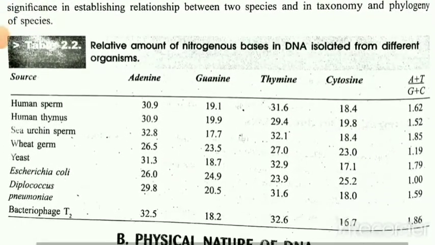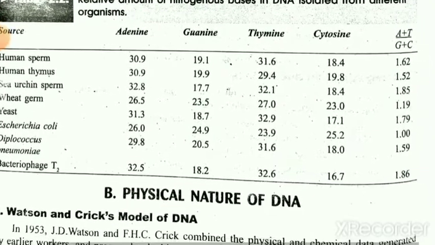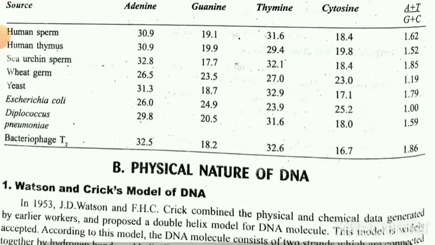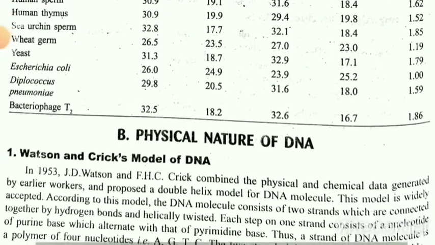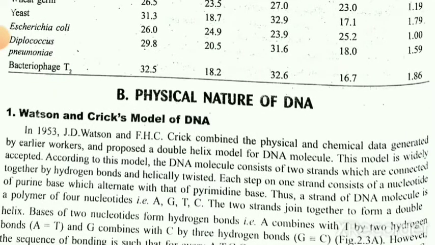B. Physical nature of DNA. I. Watson and Crick's model of DNA. In 1953, J.D. Watson and F.H.C. Crick combined the physical and chemical data generated by earlier workers and proposed a double helix model for the DNA molecule. This model is widely accepted.